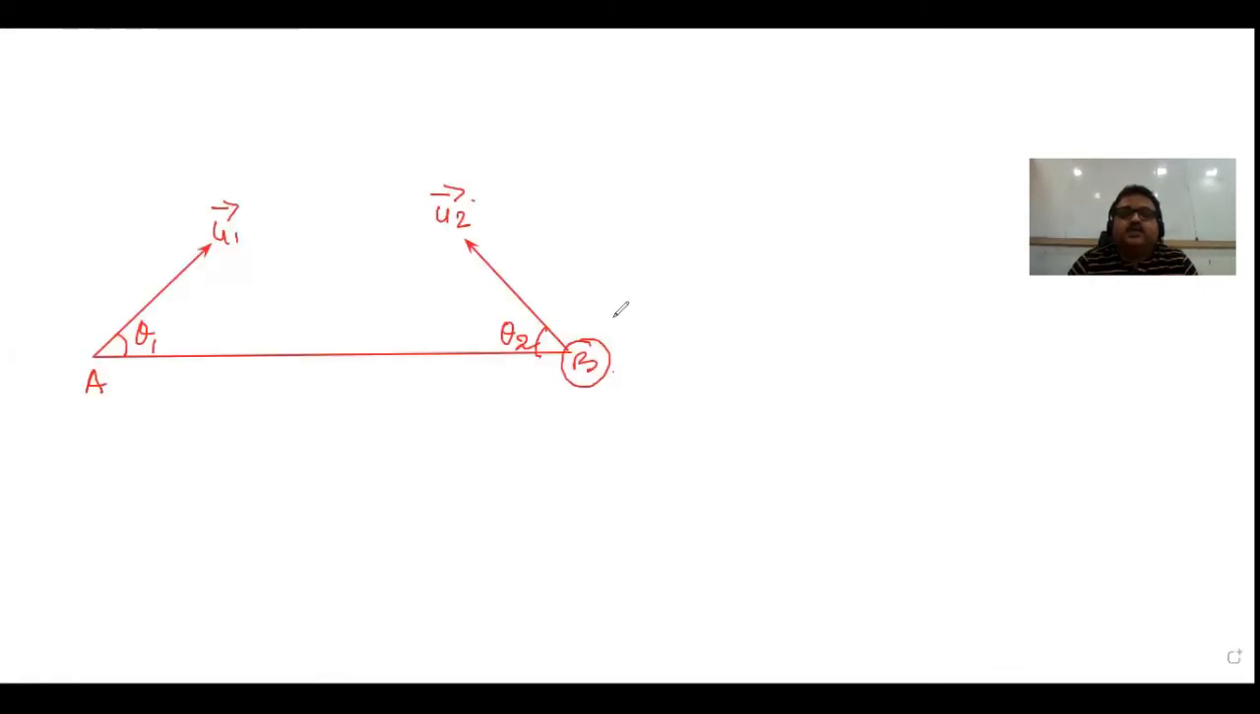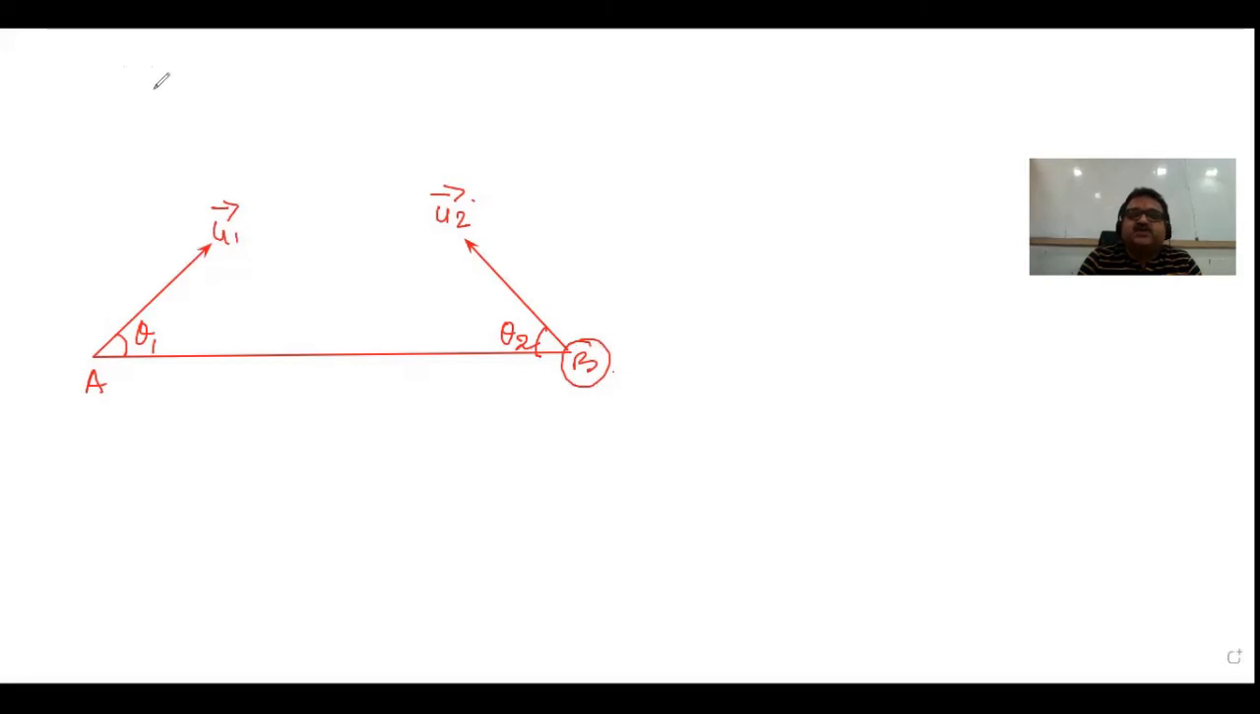So let's start. First we'll learn how the path of one projectile looks from another projectile. Look at this carefully. Suppose two projectiles A and B are simultaneously thrown with angles theta1 and theta2 respectively. We will see how the path of one projectile looks from the other projectile. In this case, we are going to apply the concept of relative motion.